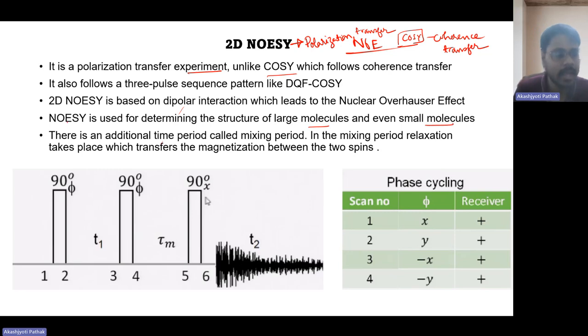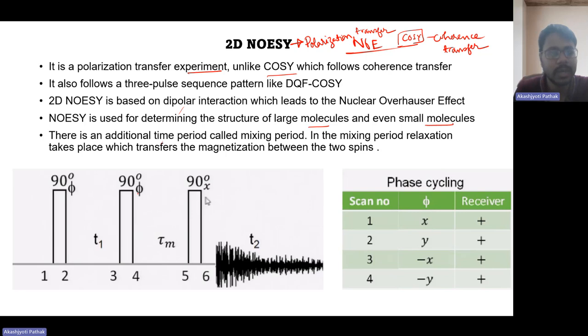So NOESY is basically helping us to understand how the spins are oriented in space, which nuclei are nearer to each other. For a protein spectrum, how the amino acids are arranged, which amino acid is nearer to which, what is the folding of the protein, all this different information you will get from this 2D NOESY experiment, because it is based on this dipolar interaction.